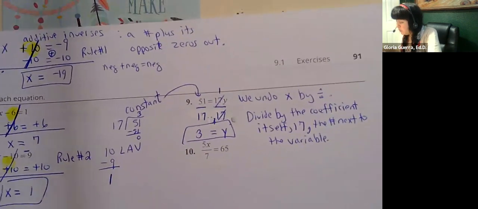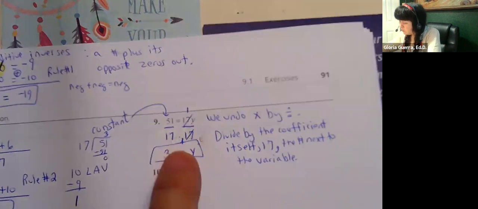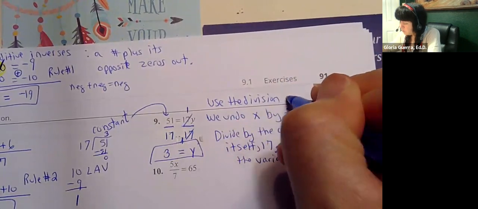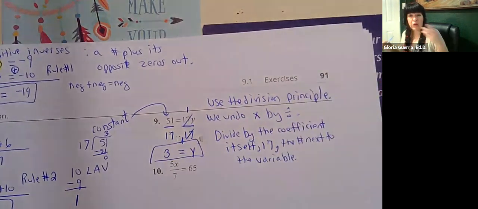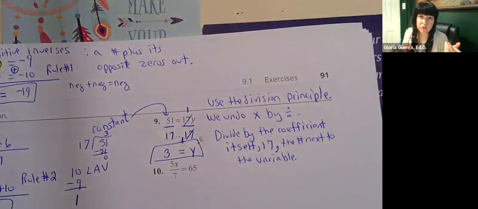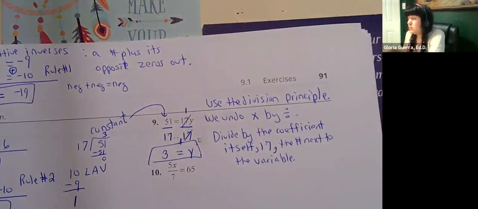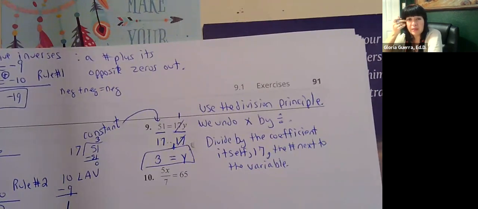So notice here what we did was we used the division principle. So to undo times, you do division. So you divide both sides by 17. And sometimes when students are learning, they wonder, how did she know not to add 17, or how come she didn't subtract 17?